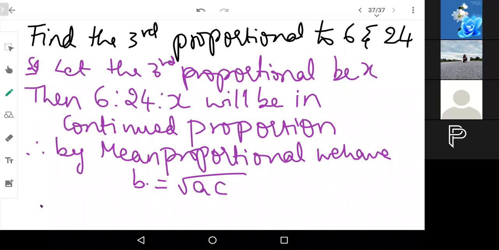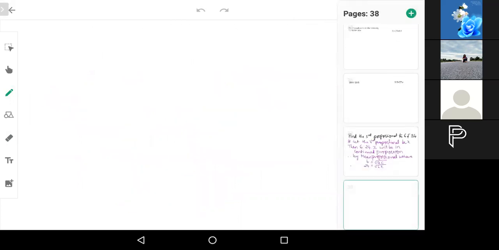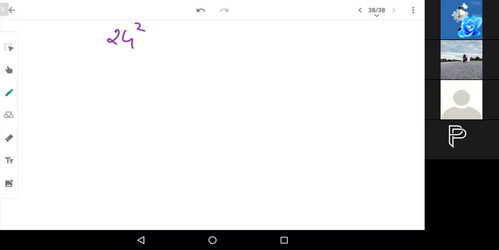Okay. No, 4 is also not the answer. No, 12 is also not the answer. Find out properly. Now, what is A here? A is 6, B is 24, C is X. Correct? So, B is 24 is equal to square root of A is 6, C is X. Square root of 6x. Now, I will take the square root to the other side. Then what will happen? 24 square is equal to 6x.